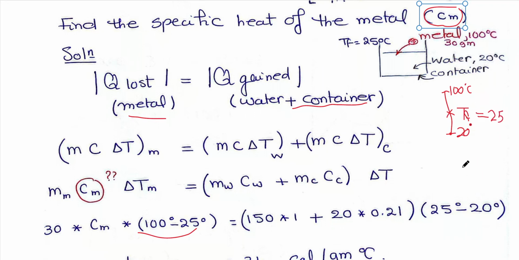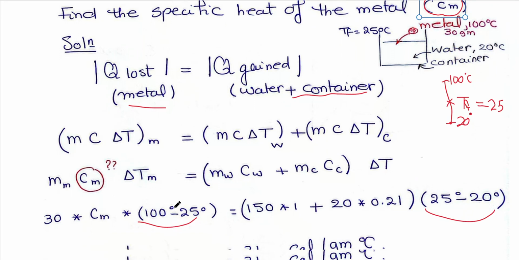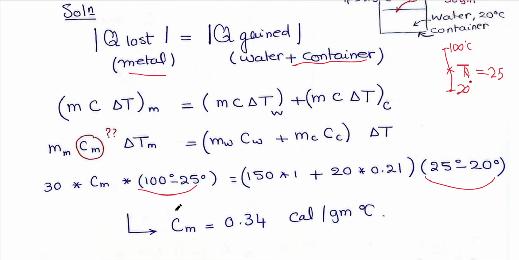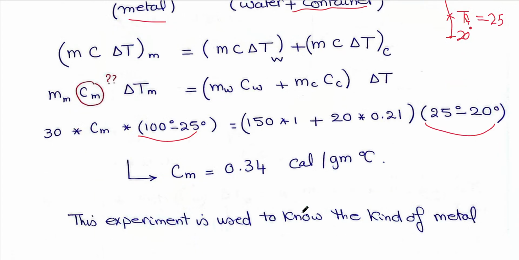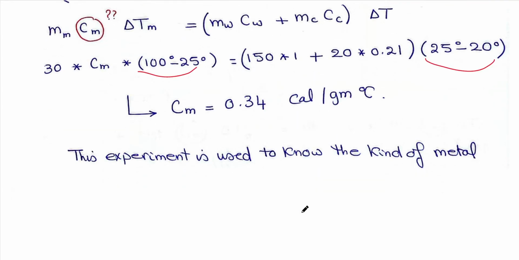As for the water, its temperature will increase from 20 to 25. So take it 25 minus 20. This is positive and this will be also positive. After substituting, you can find the specific heat of the metal. And this is an experiment we use in the lab to calculate the specific heat of unknown metal.